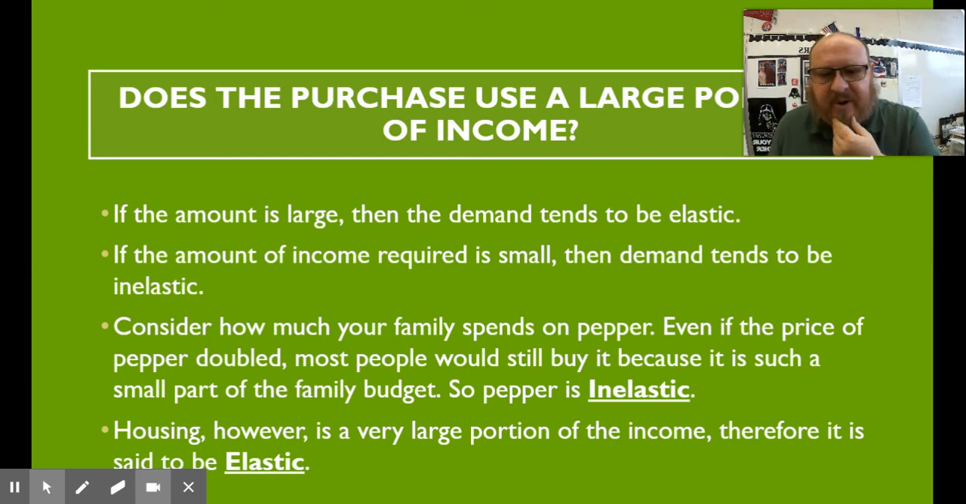So anyway, think about pepper, or you could even say salt, something really basic like that. Milk, maybe butter, anything that your family buys pretty frequently, pretty regularly, that you just can't do without. If the price of pepper, for example, were to double, most people would still buy it because it's such a small part of a family's budget. So pepper is pretty much inelastic. No matter how much the price changes, people are still going to buy it.